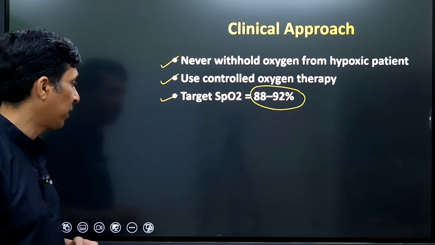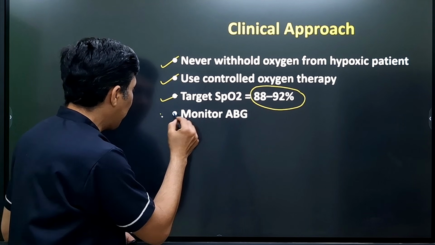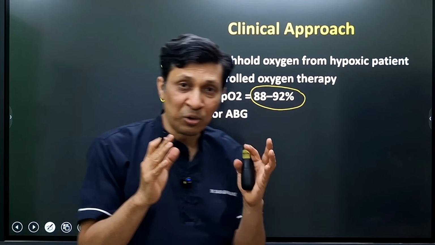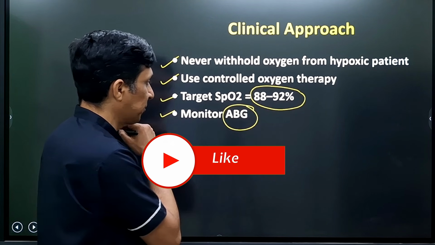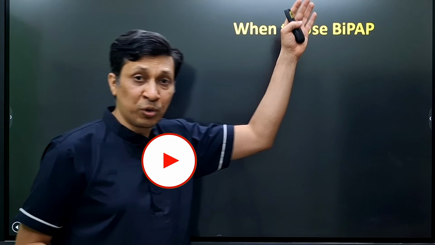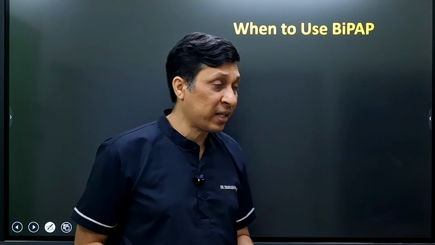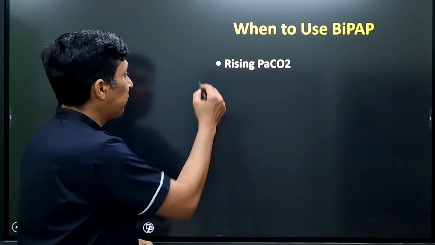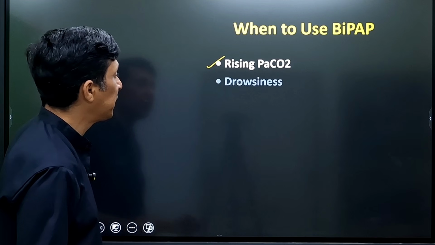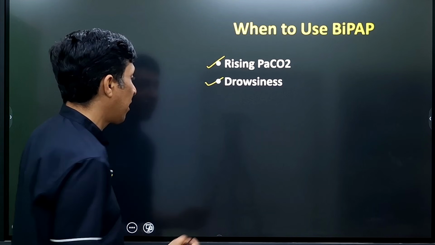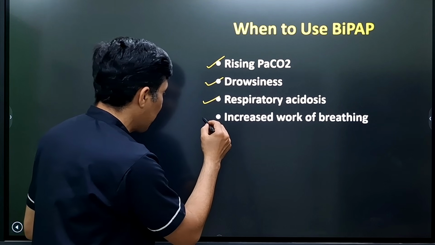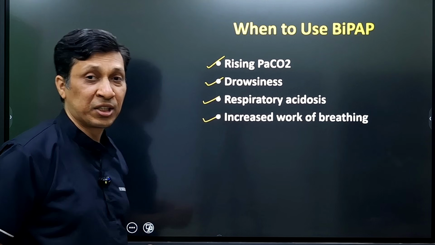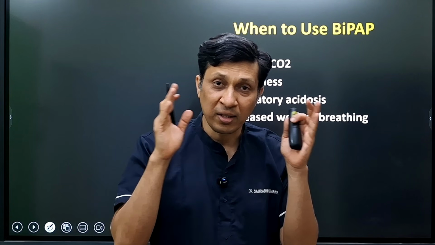This is very important. And if you have doubt that the patient is retaining CO2, then you should immediately do an ABG. Now, when should you use BiPAP or non-invasive ventilation in a COPD patient? If there is a rising pCO2 in the ABG, if the patient is becoming drowsy, or if there is respiratory acidosis or increased work of breathing, in those conditions you should start NIV.